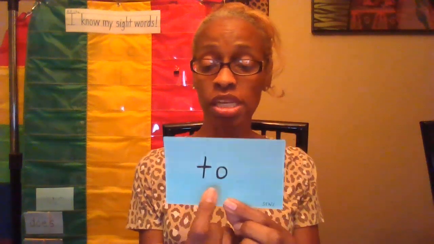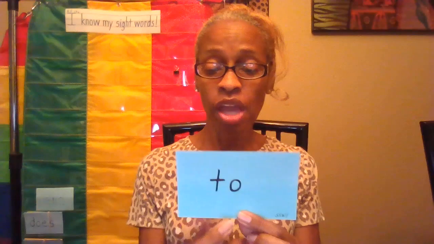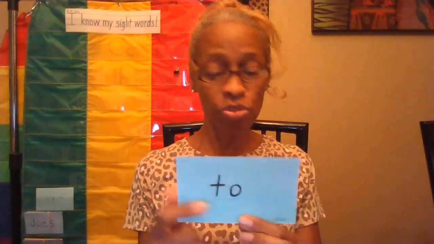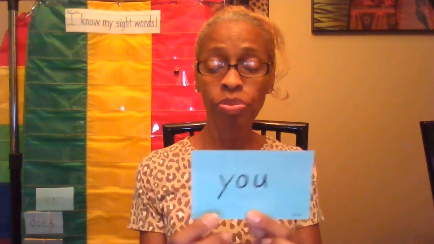Next sight word, to. T-O. To. I like to ride my bike on weekends. To. T-O. Next sight word is you. Y-O-U. You. You can come to my house for lunch. You.